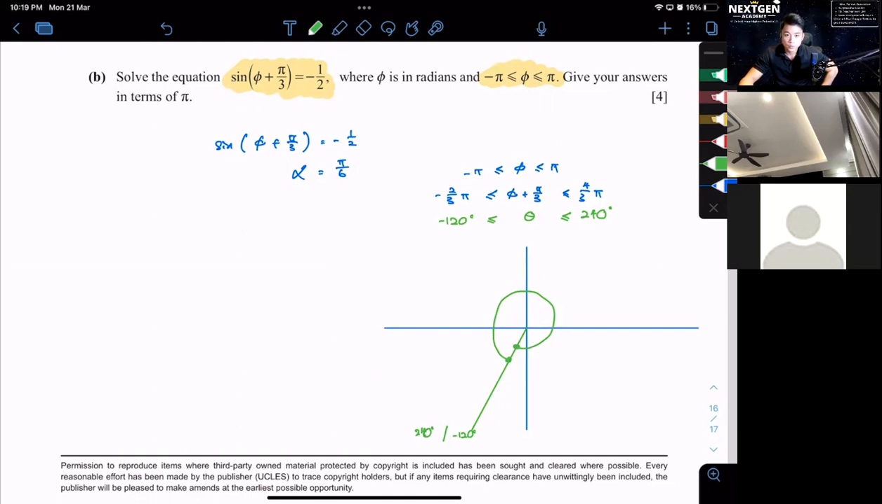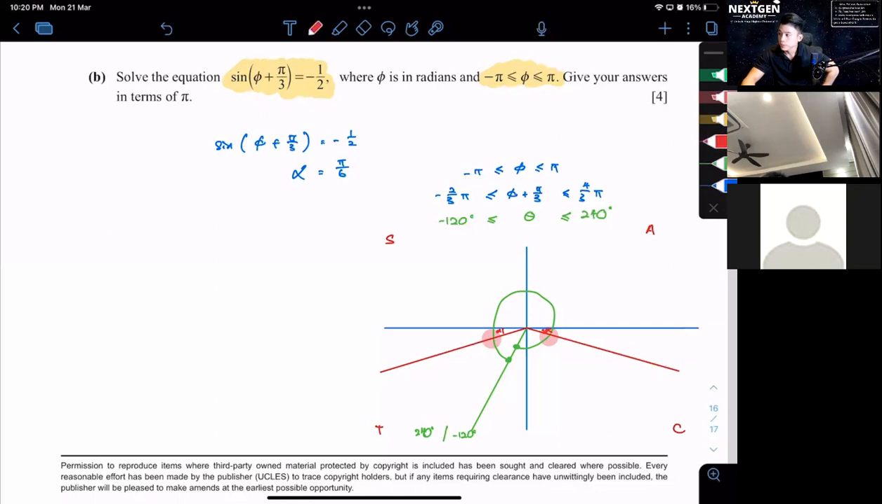Then ASTC says that it is negative sine, so it will be on my third quadrant and my fourth quadrant. But let's see what is my alpha. My alpha is pi over 6. Pi over 6 is 30 degrees. So it is over here and here, this part and this part. So where is my angle? Here and here. So this is my alpha and my alpha.